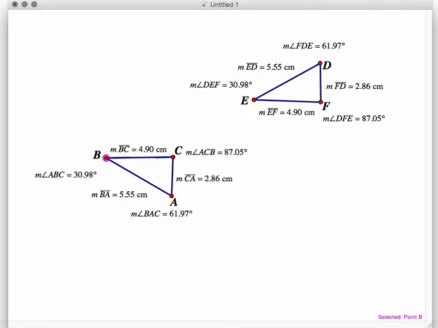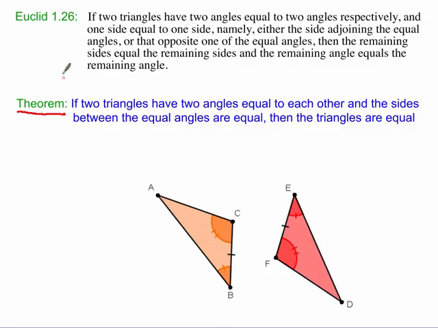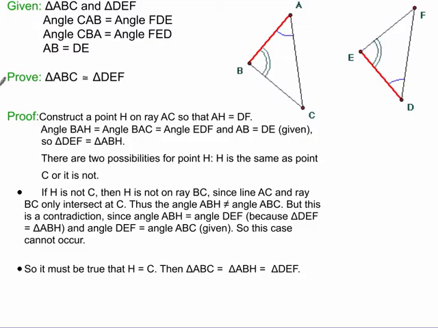Okay, but simply demonstrating it is not good enough. We have to be able to prove this because it is a theorem. So let's go ahead and prove this theorem. So here's how we're going to do that. We're given these two triangles, triangles ABC and DEF, similar to the ones that I just made, where angle CAB and angle FDE are equal, and angle CBA and FED are also equal, and side AB equals side DE.